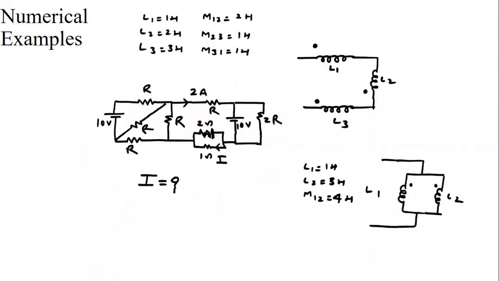Now see, next is a numerical example for the practice section. Here, calculate the equivalent inductance. In this first case, L1, L2, and L3 are given as 1 Henry, 2 Henry, 3 Henry, and the coupling between them is given as M12, M23 and M31 as 2, 1, 1. Find the equivalent inductance between these two terminals. This is the first question.